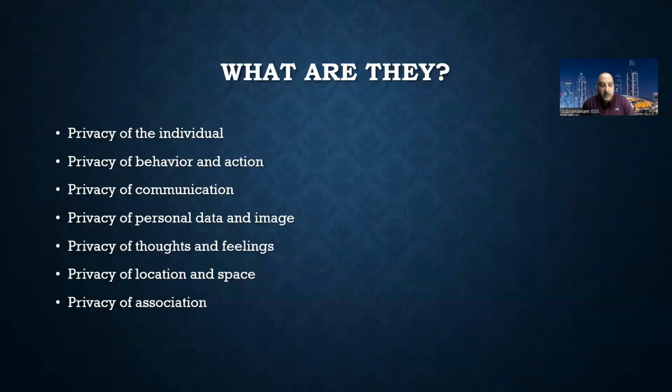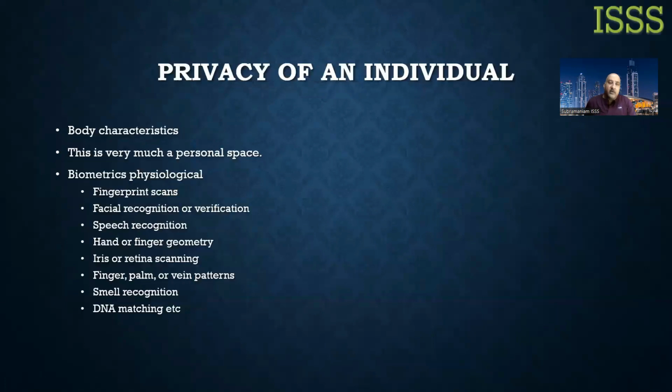Privacy of an individual, privacy of behavior and action, privacy of communication, privacy of personal data and image, privacy of thought and feelings, privacy of geolocation, location and space, privacy of association. Now, what is the privacy of an individual? For example, the biometrics.